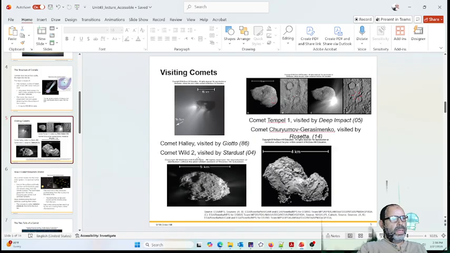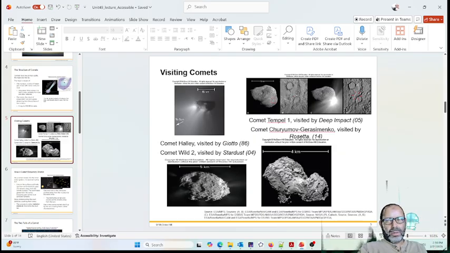Okay. And then we have Wild 2 here that was visited in 2004 by Stardust. That's 5 kilometers across. We have Temple 1, which was visited by Deep Impact in 2005. And again, that's about 5 or 4 kilometers across. And then we have here this Churyumov-Gerasimenko. I'm sorry if I messed up this name, terrible, big time. But it was visited by the Rosetta in 2014. So again, that's about 4 kilometers.